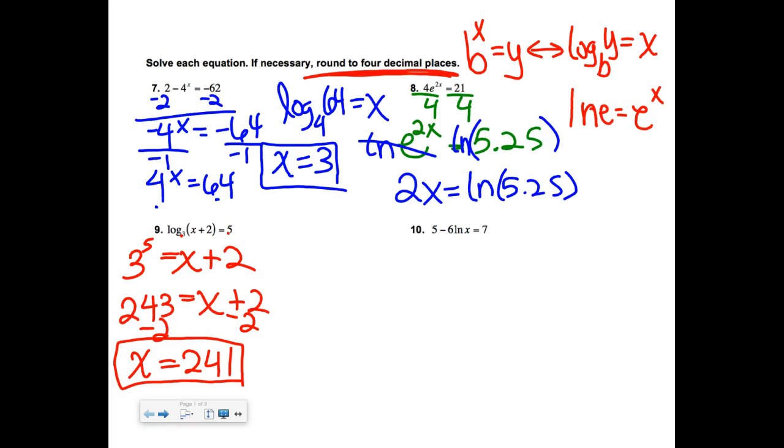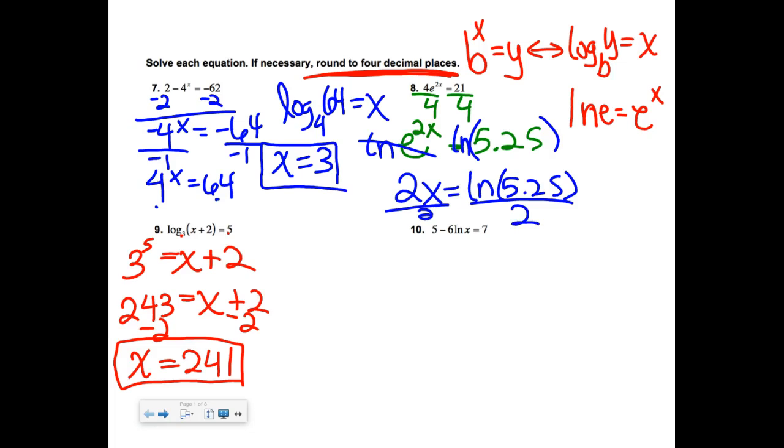So reminder, it's below the log button, so it's down next to the number 7. And you're going to hit natural log of 5.25. You're going to hit enter. And then to solve for x, the next thing you're going to do is divide by 2. And you're going to do that all on your calculator. So natural log of 5.25, hit enter, divide by 2, hit enter.